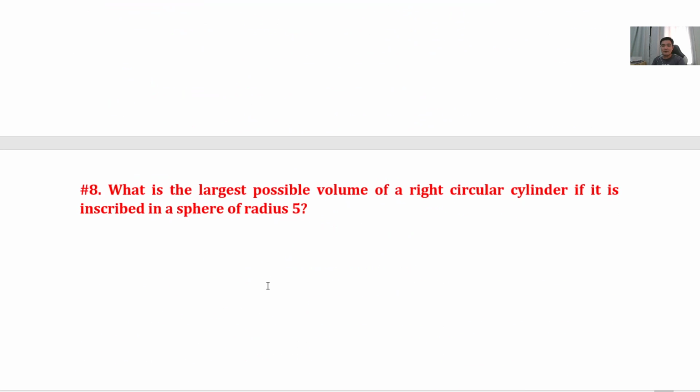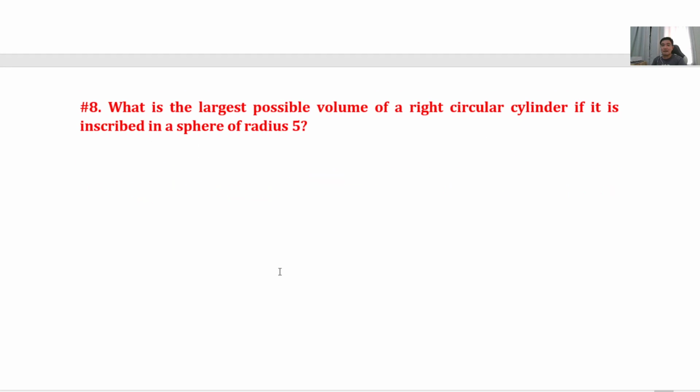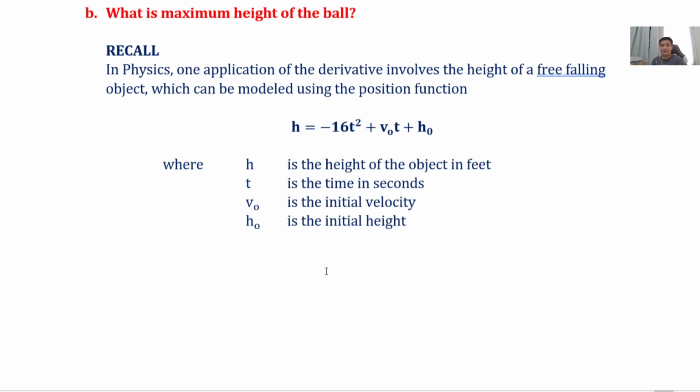And then in number 8, what is the largest possible volume of a right circular cylinder if it is inscribed in a sphere of radius 5? So this one is geometry. You have a cylinder that fits inside a sphere with a radius of 5. So, we will solve different problems.